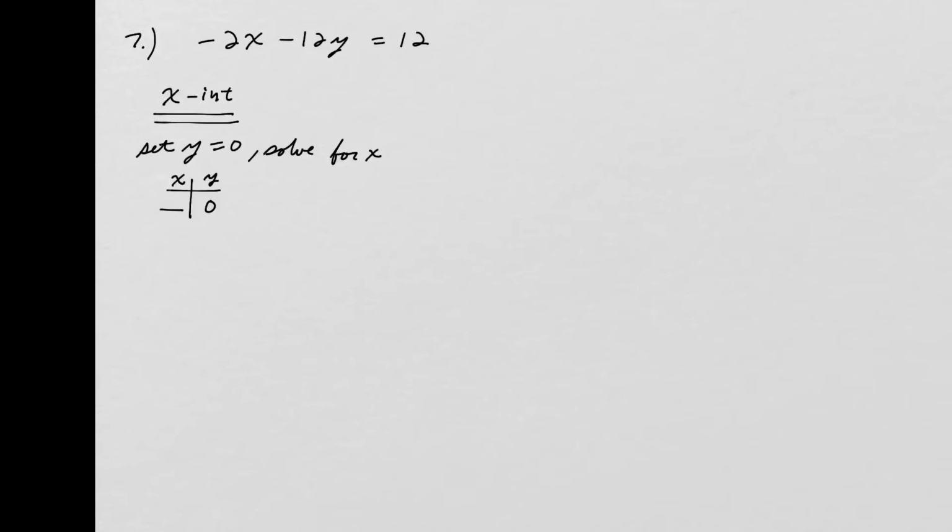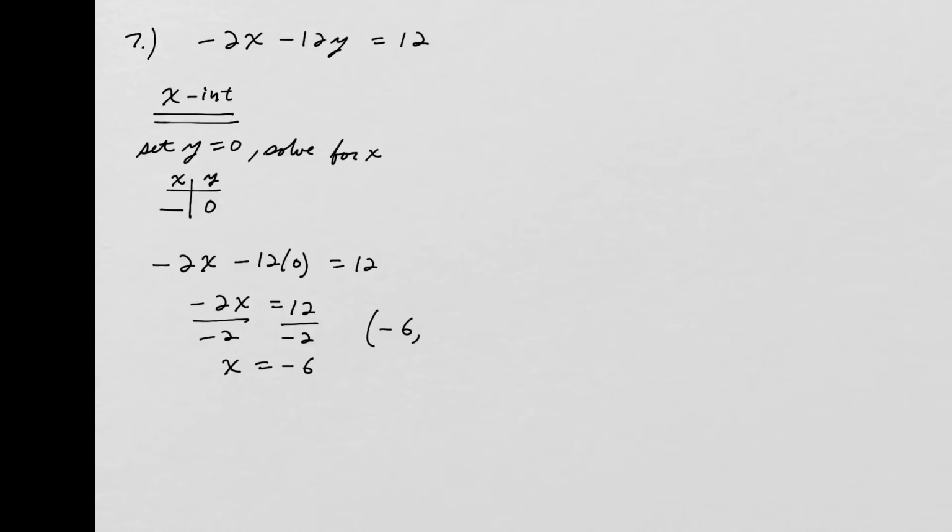So in this case, I'm going to plug in 0 for y, so I have negative 2x minus 12 times 0 is equal to 12. So that's just going to be negative 2x is equal to 12. If I divide both sides by negative 2, it looks like x is equal to negative 6. So the point negative 6, 0 is going to be my x-intercept.